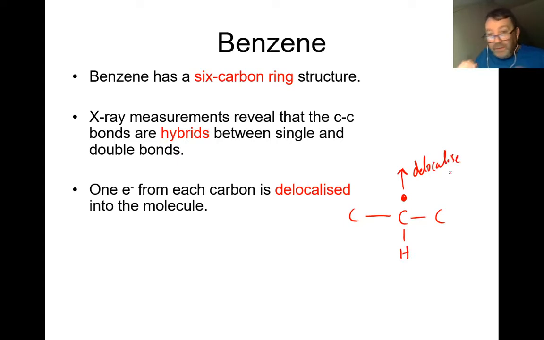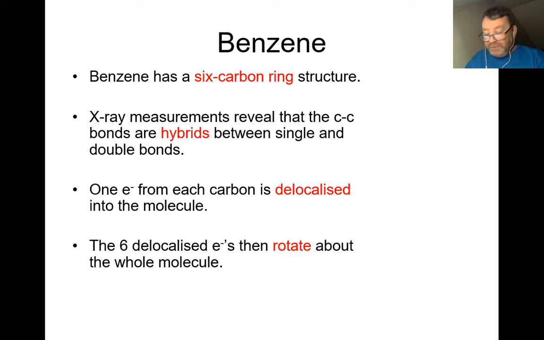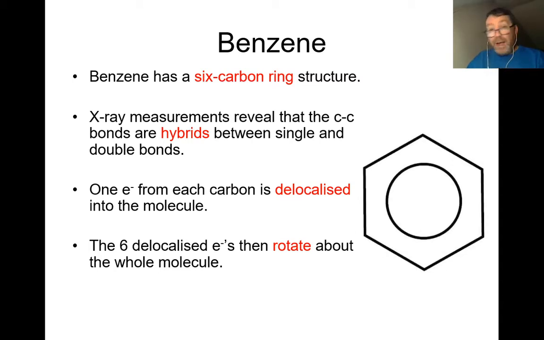It means that it moves away from the carbon that it belongs to into a shared area, and it begins to spin. And in fact, it's shared over all the carbons. So there will be 6 delocalized electrons rotating around this hexagonal ring, forming a bunch of delocalized electrons which bind the molecule together into something that's extremely stable and extremely unreactive. So the 6 delocalized electrons rotate about the whole molecule, strengthening it, stabilising it, and making it highly unreactive, and we get what's called benzene. And that's where that shape comes from.